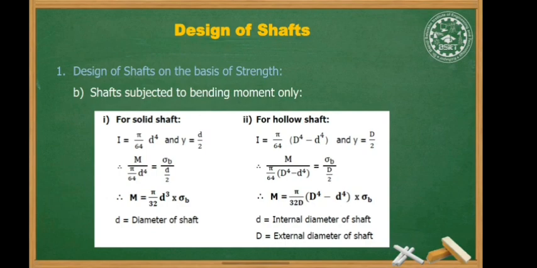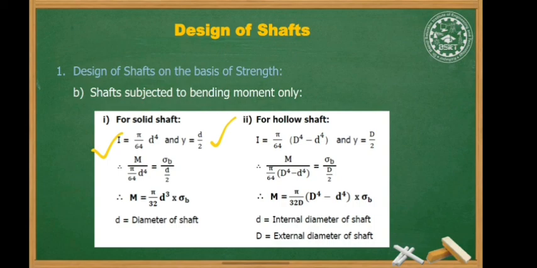So again here, as the shaft is solid or hollow, you need to calculate the two values for a solid shaft for a bending moment and for a hollow shaft also a bending moment. The moment of inertia for a solid circular shaft is pi by 64 d raised to 4, and the distance of the neutral axis or any layer from the neutral axis is d by 2.